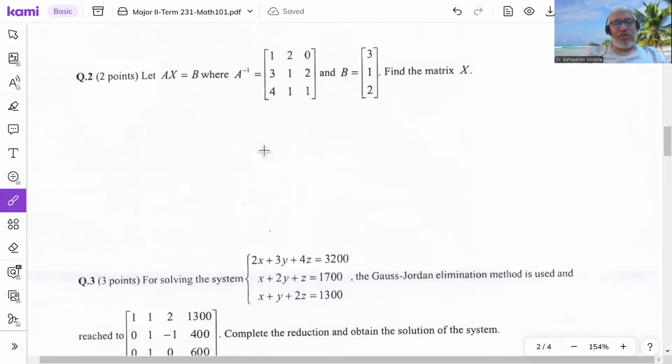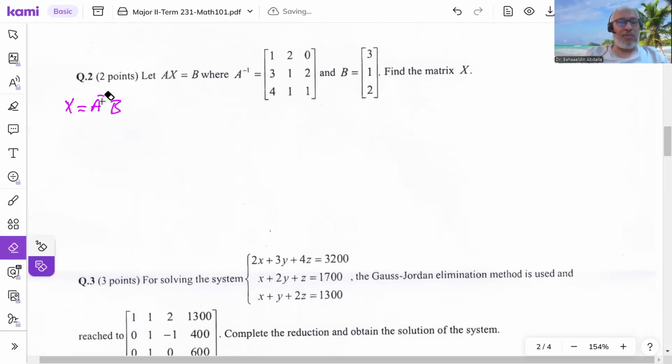The second question: AX equals B. A inverse is given, B is given. Find the matrix X. Well, we have learned in this course that if we have AX equals B, then X would be equal to A inverse times B.